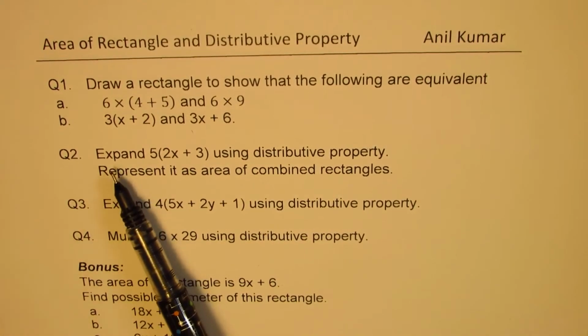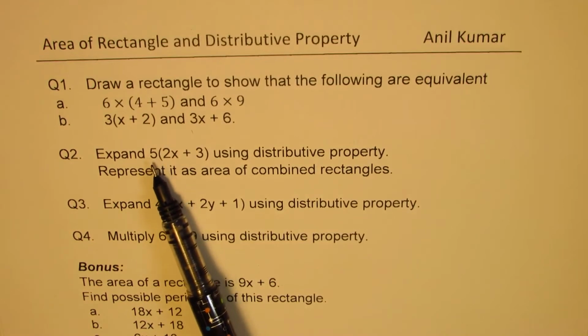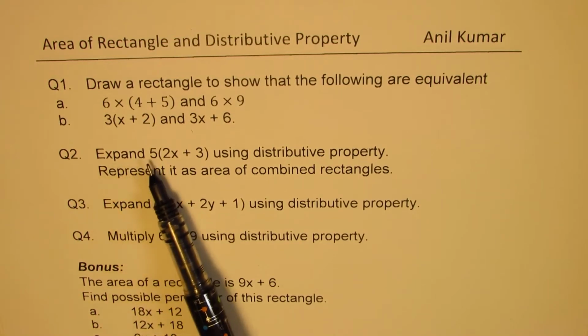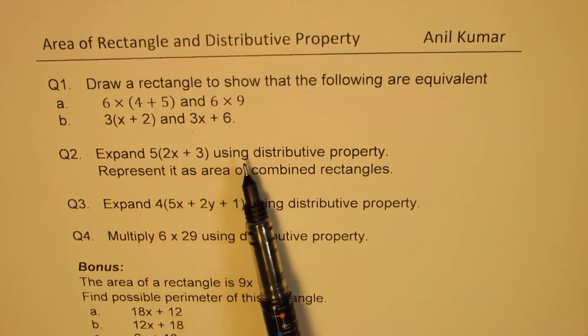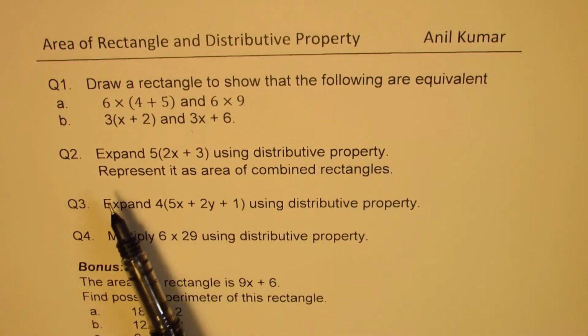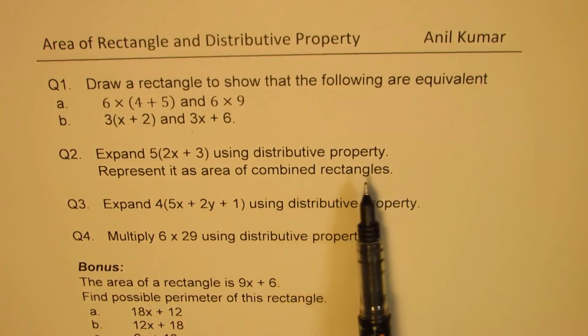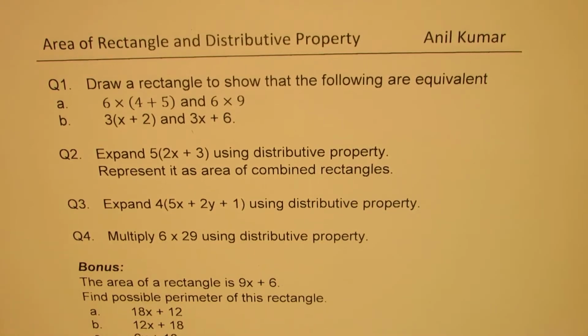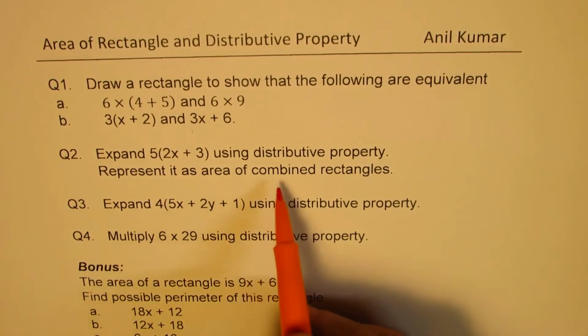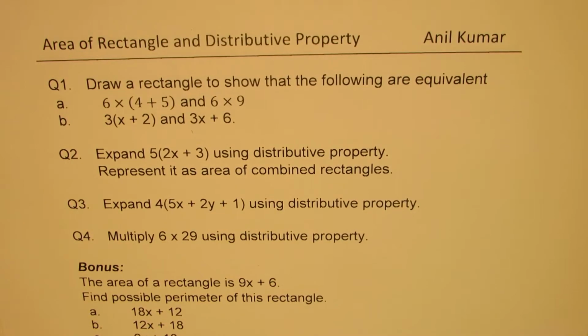Question number 2, expand 5 times. So if nothing is in between, times or multiplication is applied, right? So expand 5 times 2x plus 3 using distributive property. Represent it as area of combined rectangles, right? So before moving further, what we're trying to say here is 2 things.